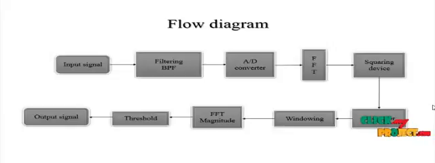Let us discuss the flow diagram of the process. Here this is the overall flow diagram: the input signal, then filtering, analog to digital converter, FFT, squaring device, integrator, windowing, FFT, threshold and output signal. Here we are using the input signal.